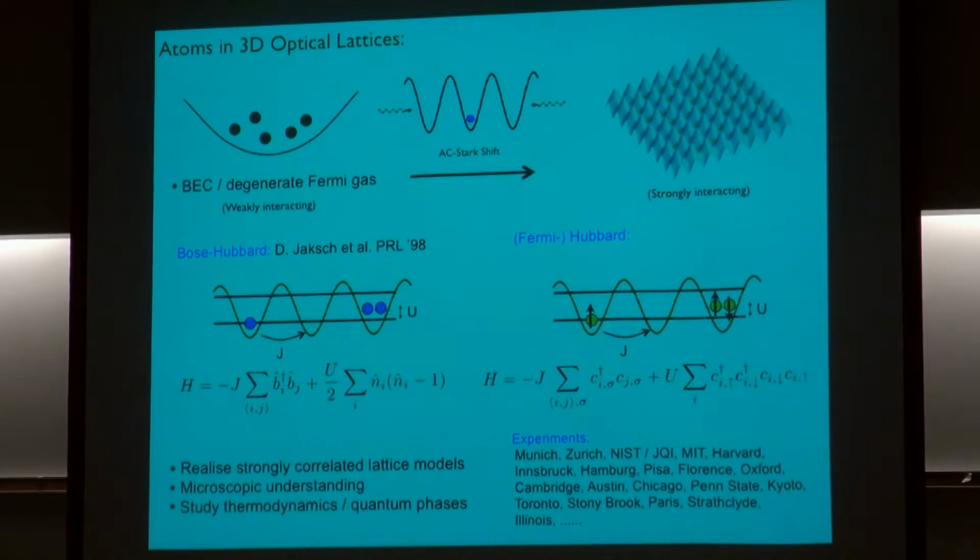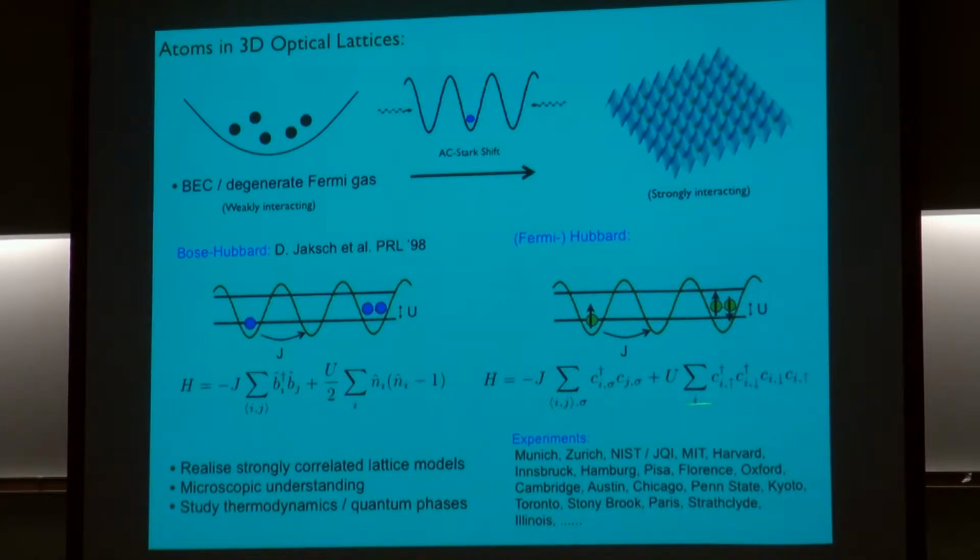And then you can use this as a way of studying the thermodynamics of the system, interesting quantum phases that come out at low temperatures. You can use this maybe to simulate a range of physics that might not be easy to realize in other systems, or maybe you can use this to solve models like, say, a 2D Fermi-Hubbard model that may be difficult to solve theoretically.